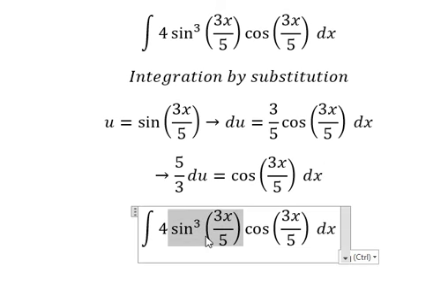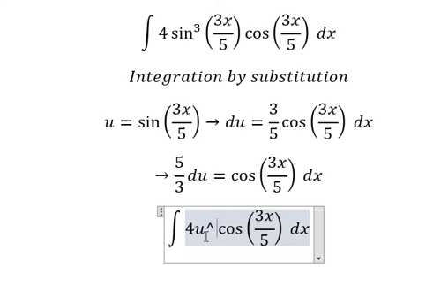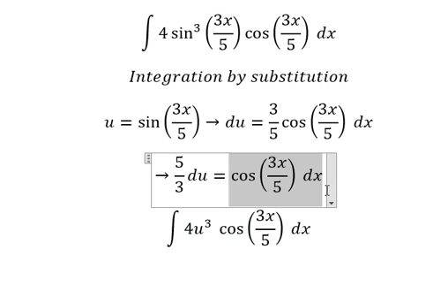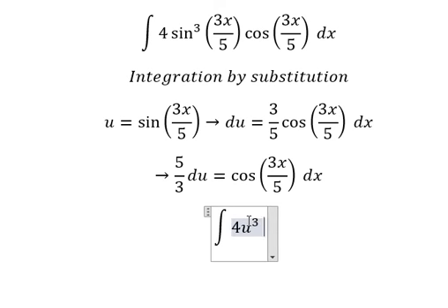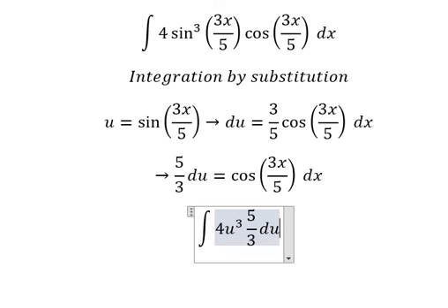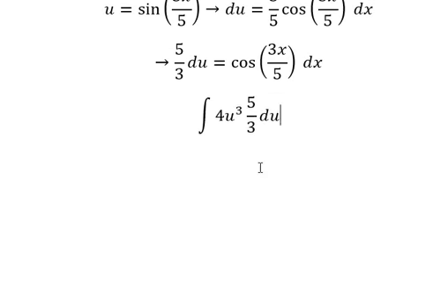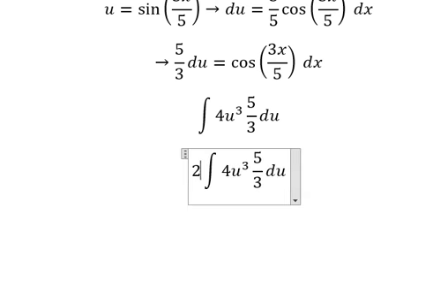This one we change to u, and we have u to the power of 3. This one we change to 5 over 3 du. Next, number 4 and number 5 over 3, we have 20 over 3.